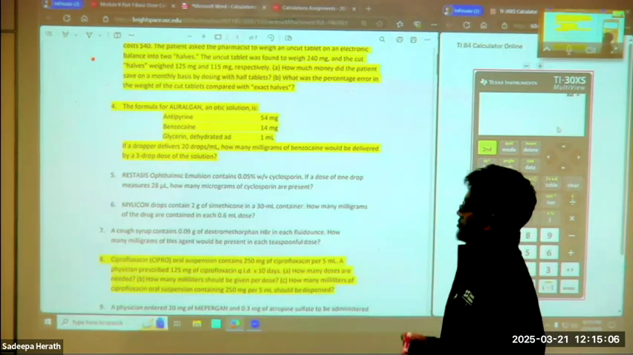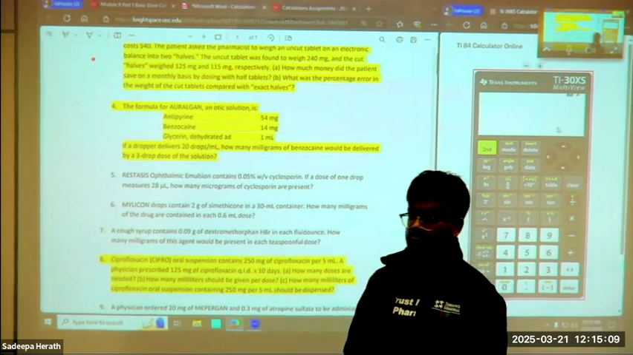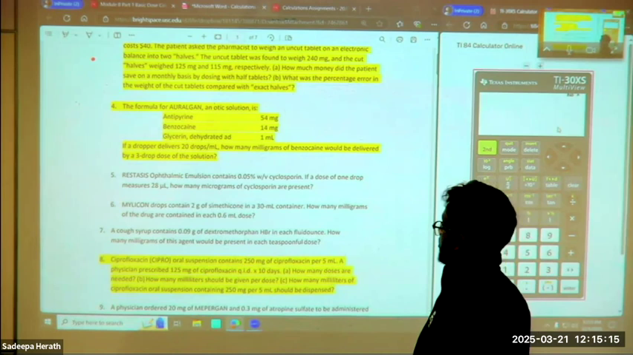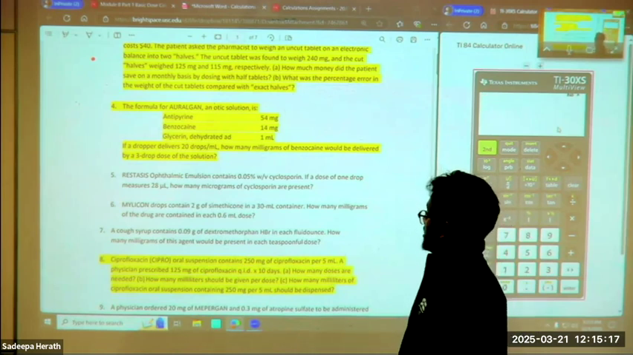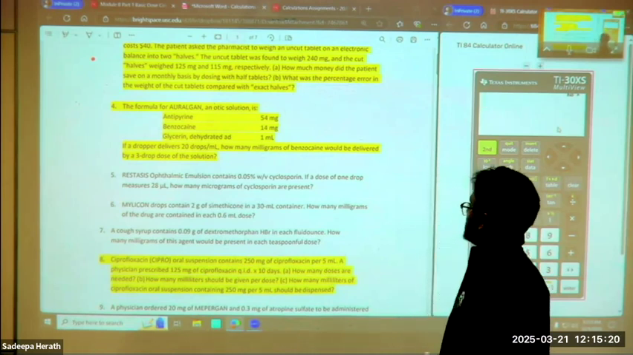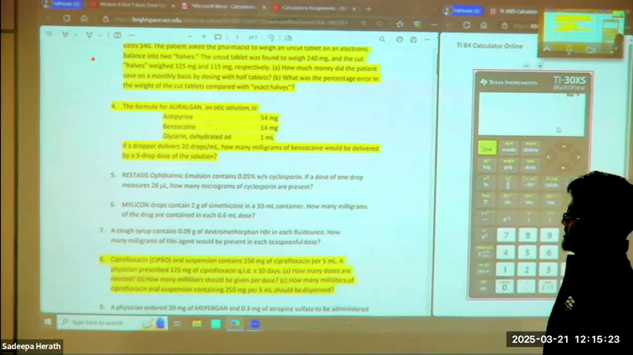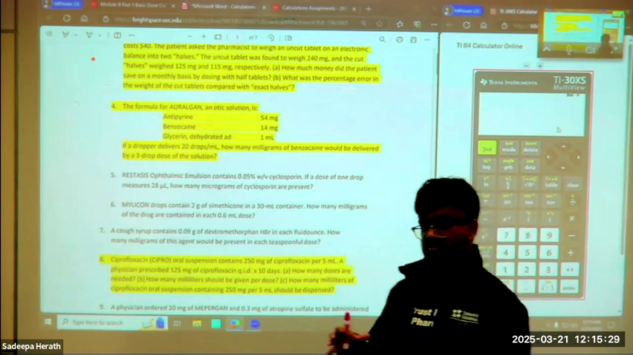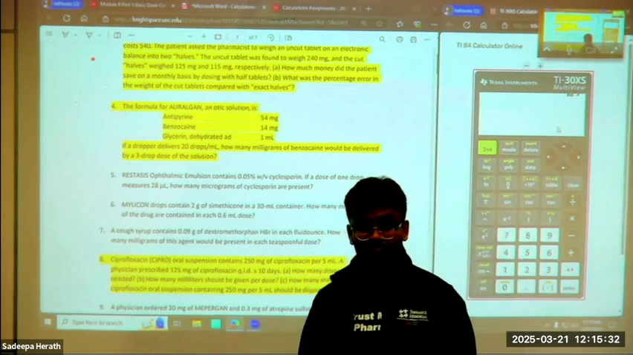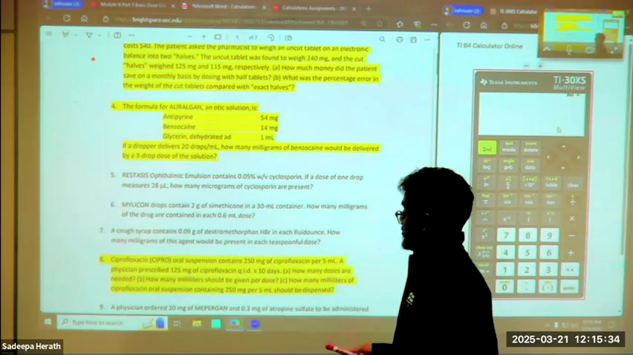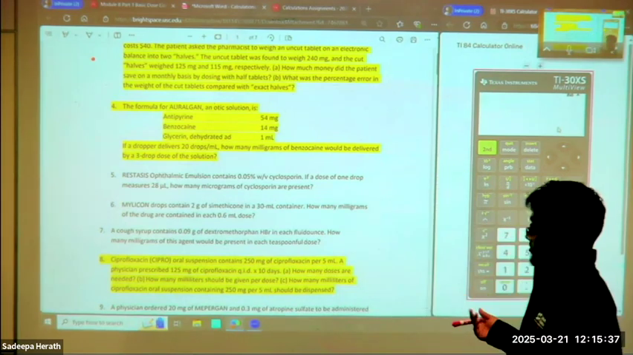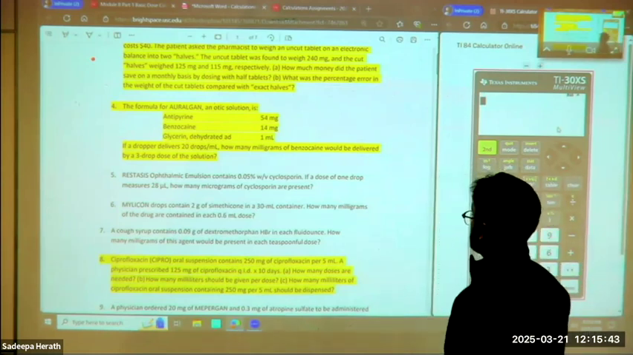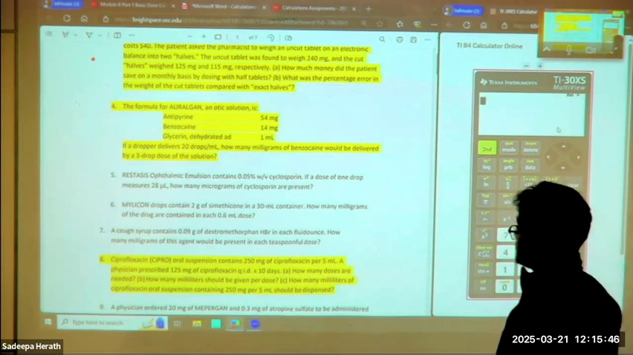All right, so we're going to move on to number 4. Also another homework problem. So we have a formula, or an Rx in that case, for Auralgan, an otic solution. And it consists of antipyrine, 54 milligrams, and then 14 milligrams of benzocaine, and then 1 milliliter of glycerin, dehydrated, as directed. So that's going to be the quantity of the solution itself. And so they give us this background of the dropper. Let's read that out. If a dropper delivers 20 drops per mL, how many milligrams of benzocaine will be delivered by a 3-drop dose of the solution?